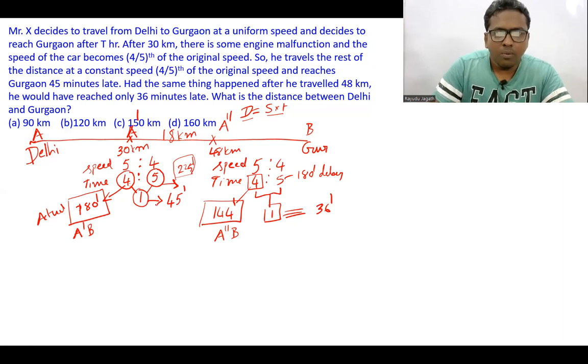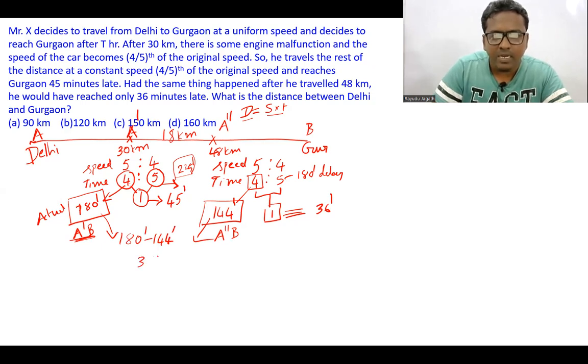So at actual speed, A dash to B time taken will be 180 minutes. A double dash to B time taken will be 144 minutes. The difference of these two will be 180 minus 144, which is nothing but 36 minutes. So 36 minutes is the time taken for covering a distance of 18 kilometers when the car runs with actual speed.